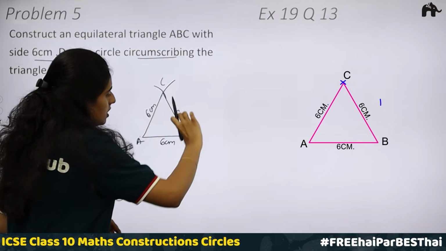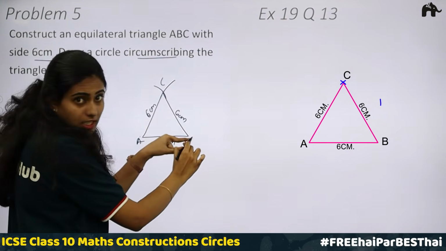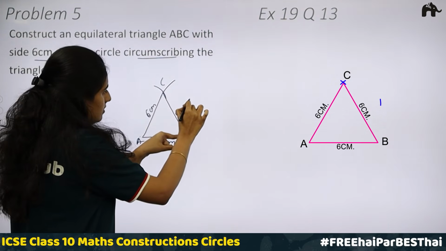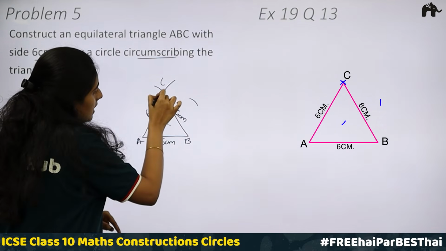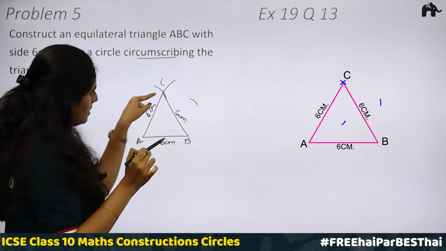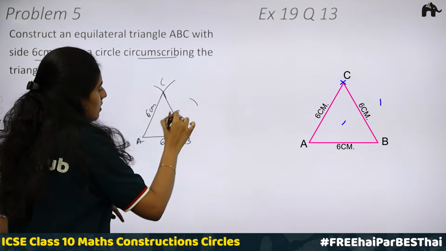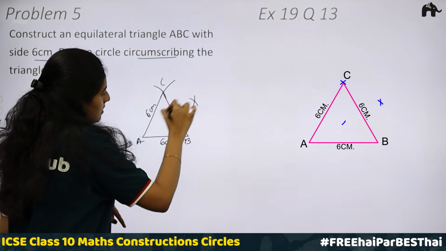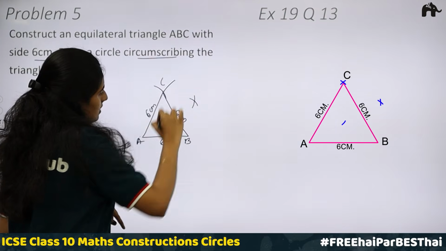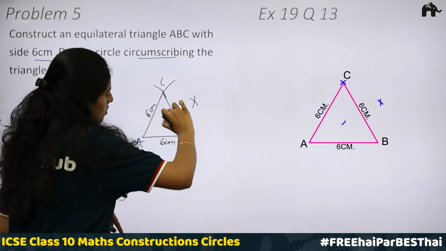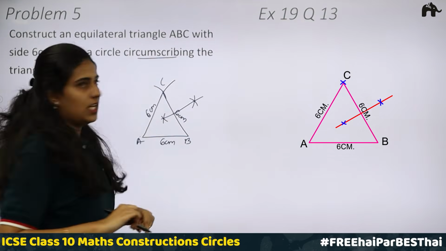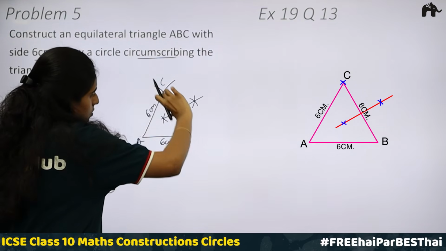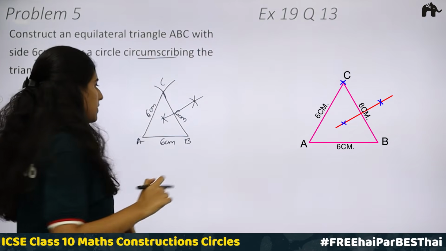With this 4 centimeter measure, keep at B and draw an arc here. Okay. Similarly, keep at center C and draw arcs. This is the first arc. This is the second arc. With B, we'll be drawing another arc. This is the perpendicular bisector. Okay, so we'll be getting two portions which are equal.